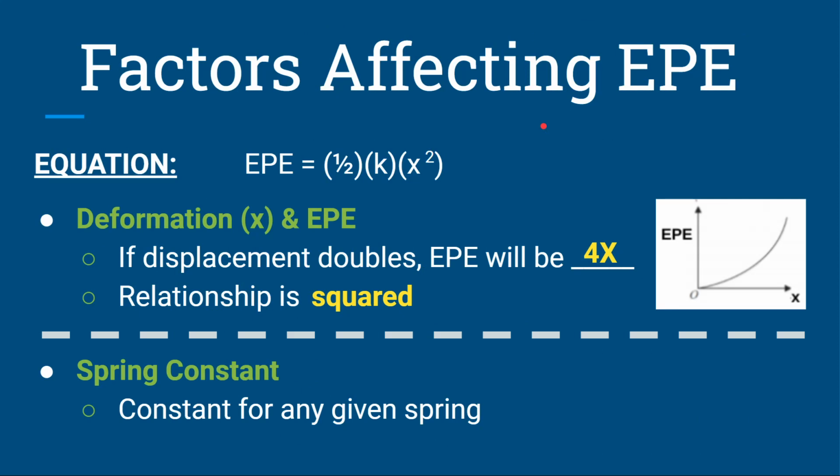All right, so again, factors affecting elastic potential energy. The main one we talk about is the amount of deformation or the displacement. How much do I stretch this spring? Okay, if I double it, if I stretch it twice as much, what happens?